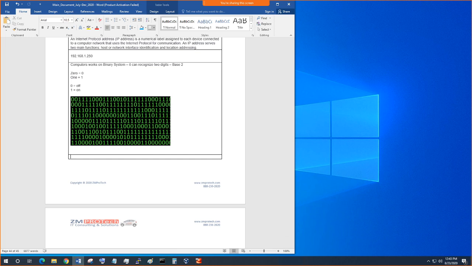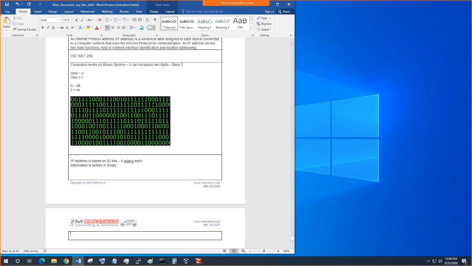So the IP address is based on 32 bits. That means 8 octets each, and the information is written in binary. Okay.